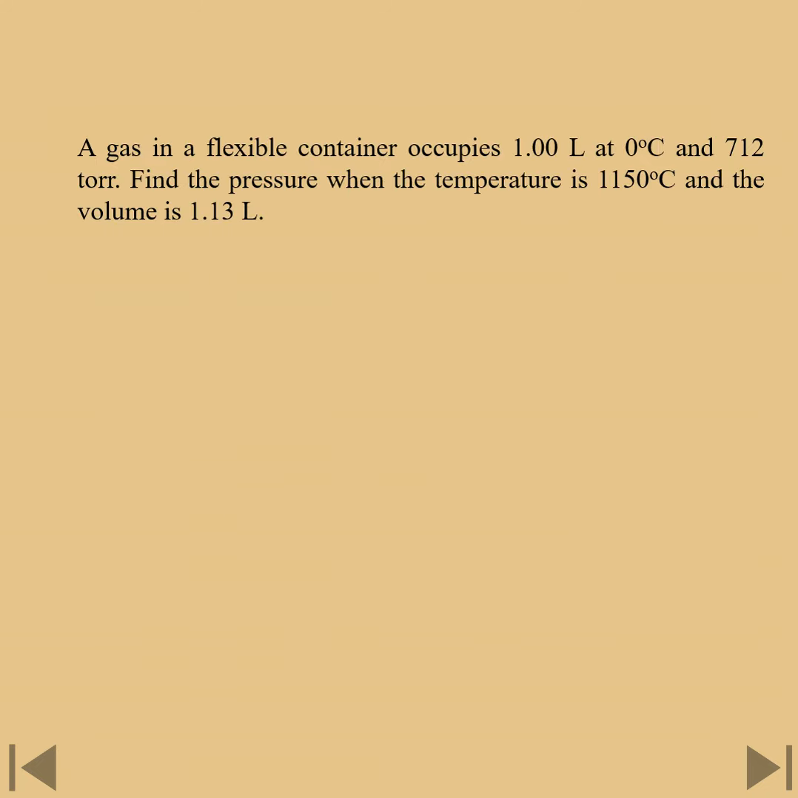Next, we have a gas in a flexible container, which occupies 1 liter at 0 degrees C and 712 torr. Find the pressure when the temperature is 1150 degrees C and the volume is 1.13 liters. Okay, again we have a changing gas problem. So it's the same gas, we just changed the conditions, and so we're using our combined gas law equation.